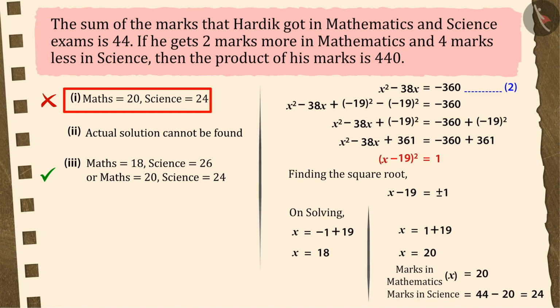Because when you take the square root of (x minus 19) square is equal to 1, then you only consider that x minus 19 equals plus 1, which gives 20 marks in maths and 24 in science. But you have forgotten that x minus 19 equals minus 1 is also a second possible solution. Note that we have to find the value of x for both positive and negative 1. Therefore, option 1 is incorrect.